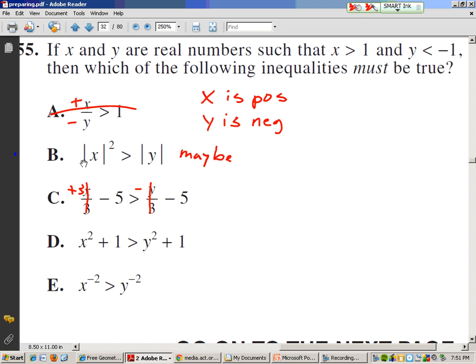Let's see. Could I ever make this one less than this one? What if I did 1.1 over 3 minus 5 and negative 1.1? Put this into a calculator. I think we're going to find out that the y is still going to be smaller. 1.1 divided by 3 minus 5.